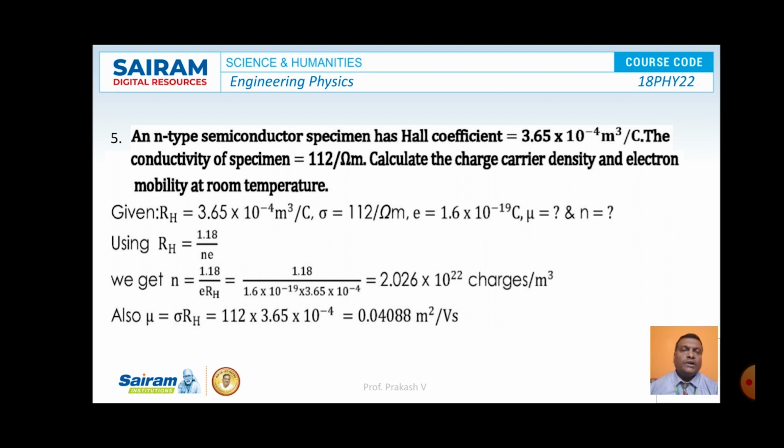By the usual formula, we know that RH is equal to 1.18 by Ne. Then on simplification, n is equal to 1.18 by e into RH. Then substitute the values of e and RH here. Then on simplification, the value of n is equal to 2.026 × 10^22 charges per meter cube. And the mobility mu is equal to sigma RH. So substitute the values of sigma and RH here. Then on simplification, the value of mu is equal to 0.04088 meter square per volt second.